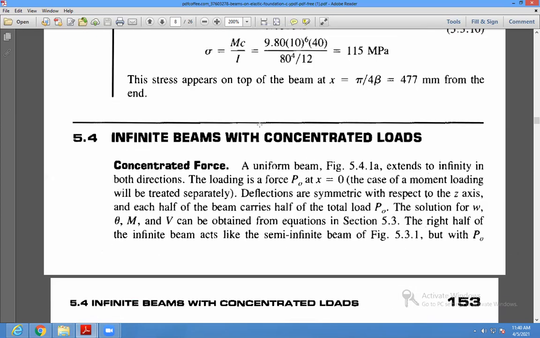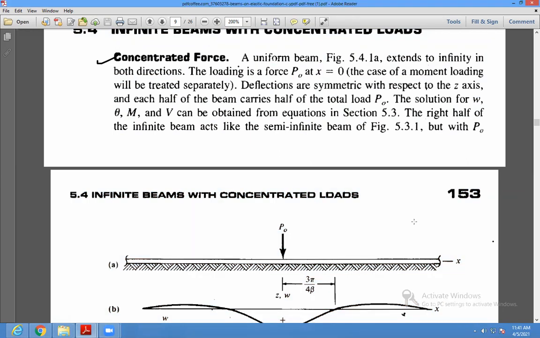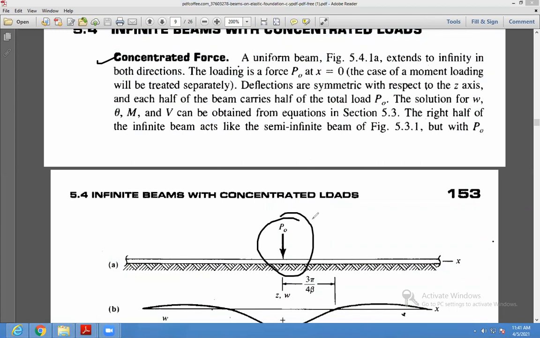First we have to consider the concentrated force for infinite beams. This is the uniform beam. At the origin we have applied the load P naught. From the origin, we extend to infinity towards the right and towards the left, that is, in both directions. The load P naught is applied at x equal to 0, the origin. We will consider the moment separately.